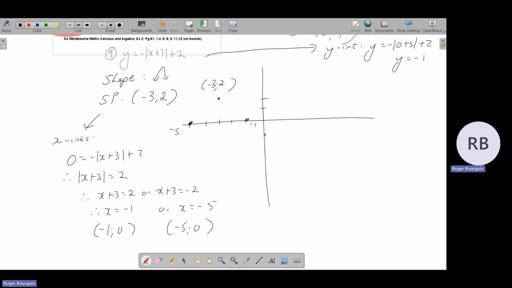Okay, so you should have got negative 3, 2 as your salient point. It should be a negative 1. You should have x-intercepts of negative 5 and negative 1, and a y-intercept of negative 1. Right, all that, guys.